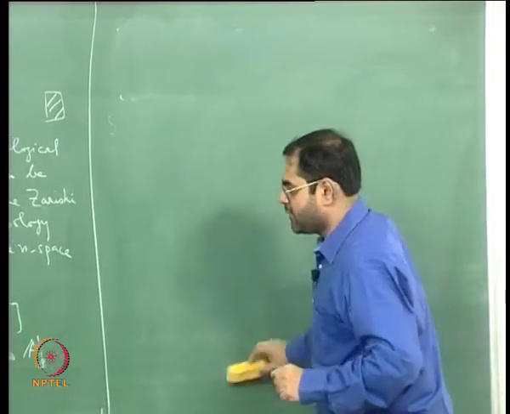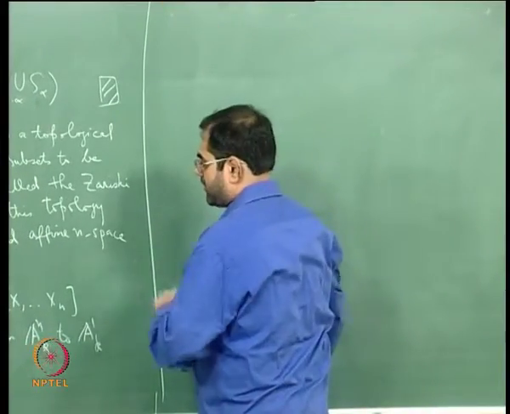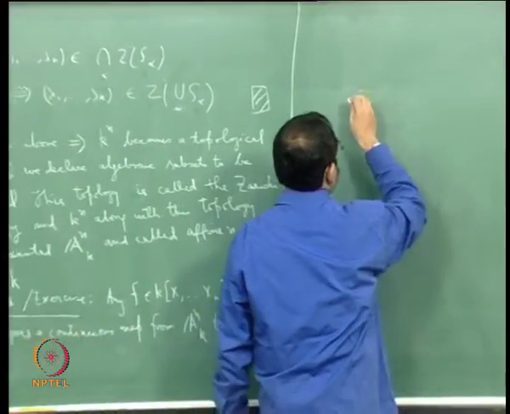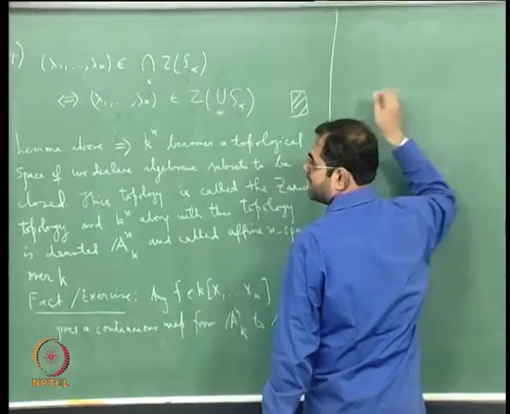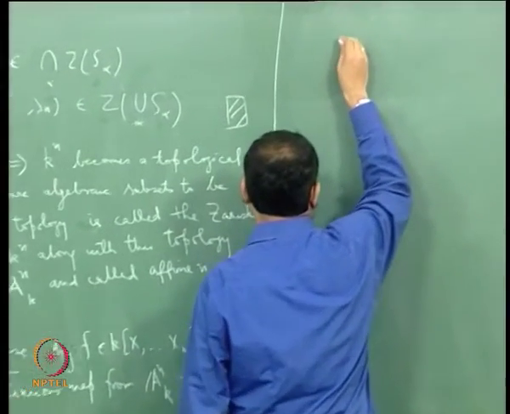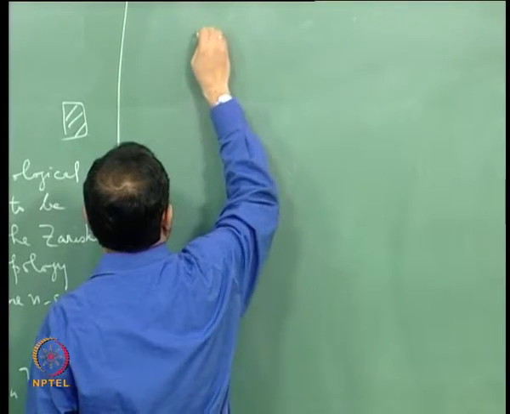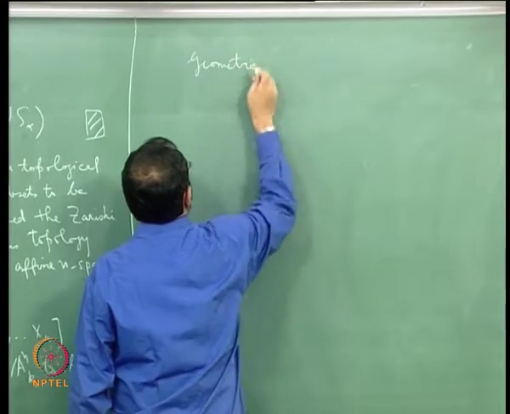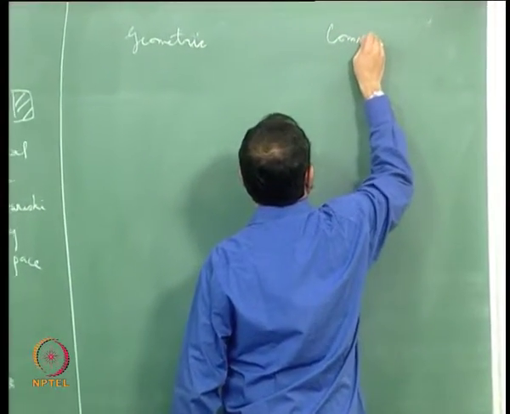So the next point I want to make is, again I think I will need this diagram again, so let me again draw the diagram. I'll keep needing the diagram again and again. So here, this is the geometric side, and this is the commutative algebraic side.